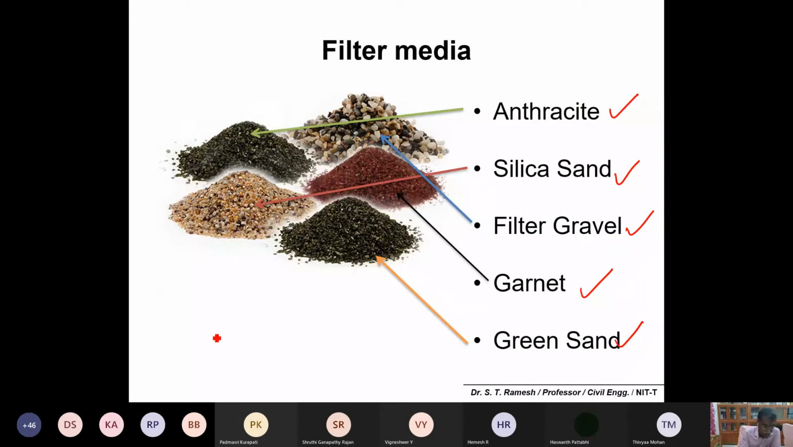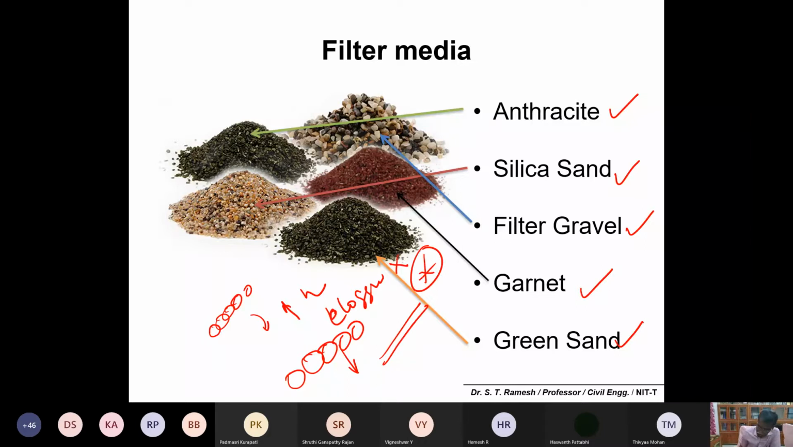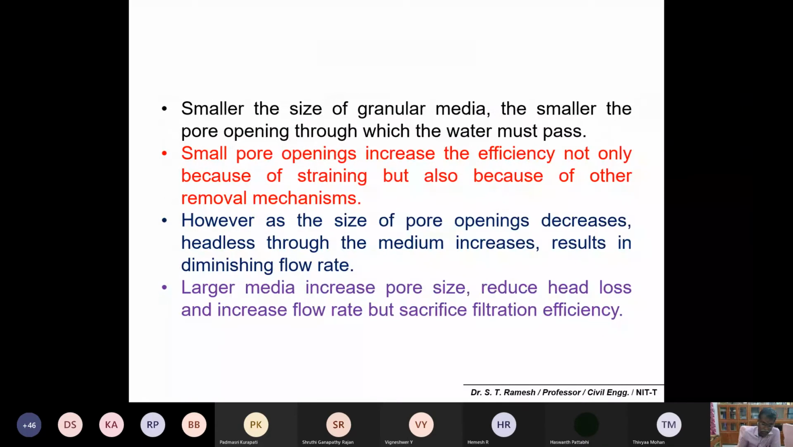If you select a material or media with a smaller size, one advantage is it will increase your efficiency. At the same time, it may go for blocking or clogging very often, so you have to go for frequent backwashing. And if I go with a bigger material, it will increase your filtration rate, but at the same time you have to compromise on your water quality. So please make a note on these two points: smaller material and bigger material. That is explained in these slides, and we also discussed it in the last class.